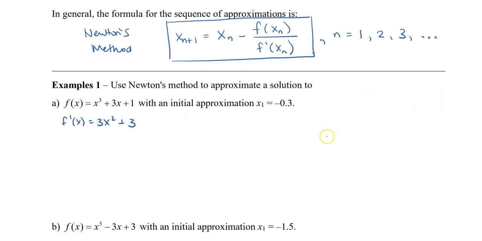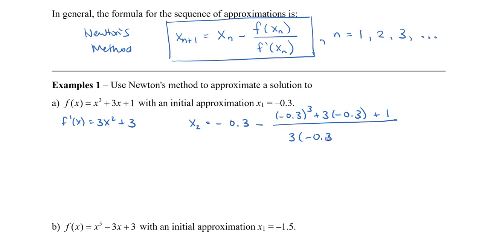So I have my first value, my x1. To find my x2, according to the formula, I use my old value, negative 0.3, and I'm going to take away f of negative 0.3, plugged into the original function, divided by the same value, negative 0.3, plugged into my derivative. So I have negative 0.3 cubed plus 3 times negative 0.3 plus 1, all divided by 3 times negative 0.3 squared plus 3.